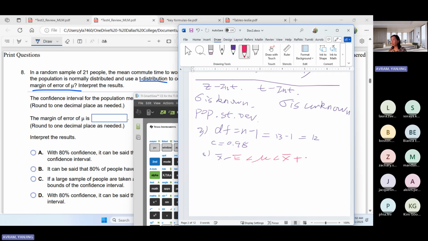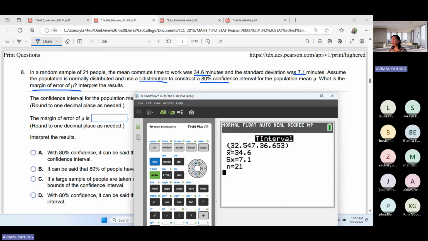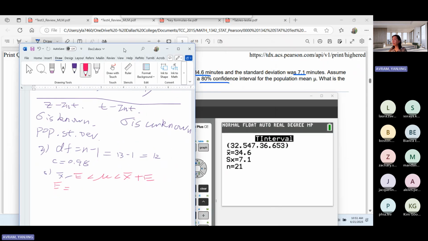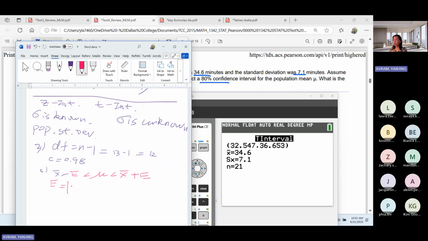And then this is X bar plus E. So if you want to find the margin of error, I want to find the E. I can use one of the X bar, using the mu, and take an absolute value. If I use 34.6 minus my left-hand side, 32.5, I can use one of them and take an absolute value.